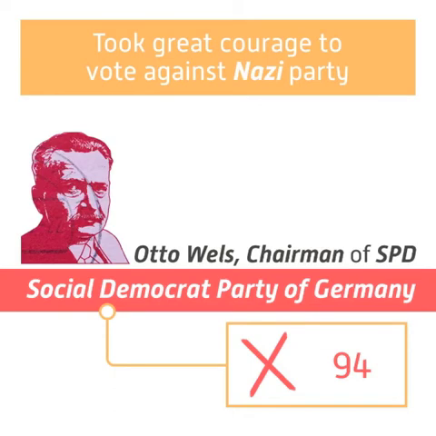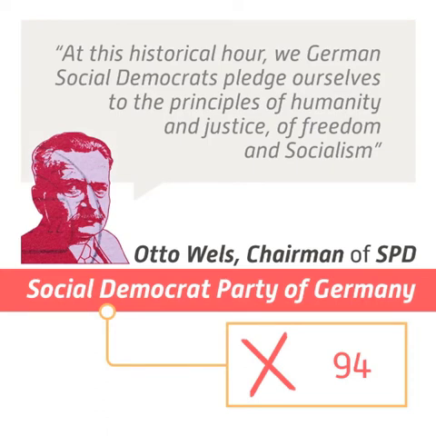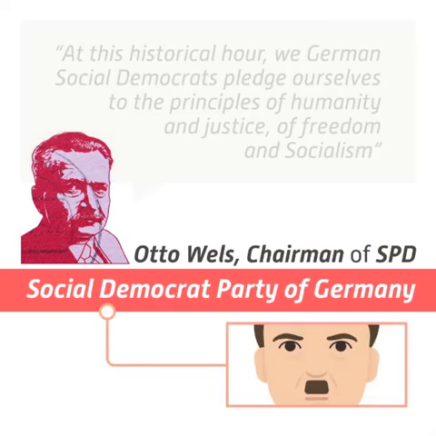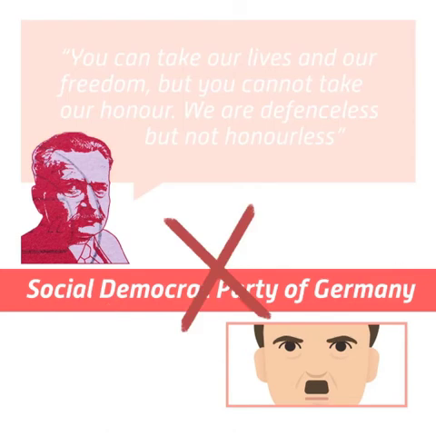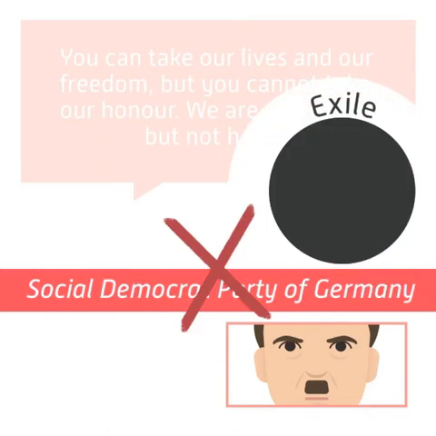Otto Wels, the chairman of the SPD, gave a brave counter-speech. He said, "At this historical hour, we German Social Democrats pledge ourselves to the principles of humanity and justice, of freedom and socialism." To Hitler directly he said, "You can take our lives and our freedom, but you cannot take our honor. We are defenseless, but not honorless." The Social Democratic Party of Germany was banned 3 months later, and Wels fled into exile.